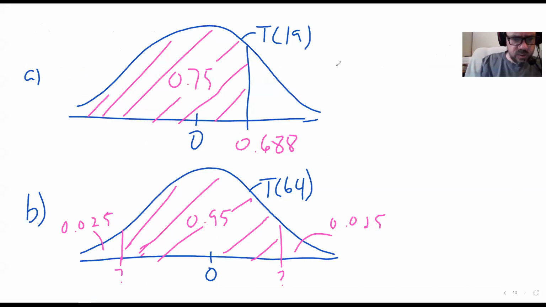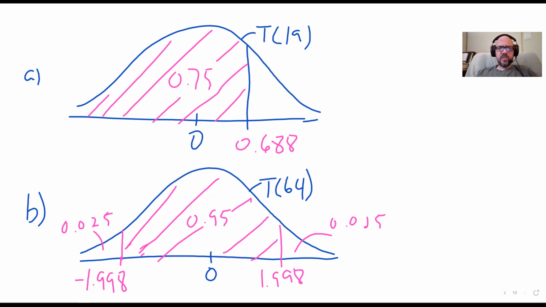So this was, where'd my eraser go? Let's erase these guys. All right, so this was negative 1.998, I think, and this was 1.998. I know it was sevens, but I think it was like 7, 7. There we go. Those were the values. Those were the critical values that got me the middle 95% of the data in T64.